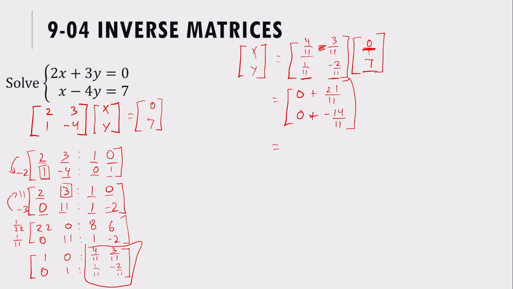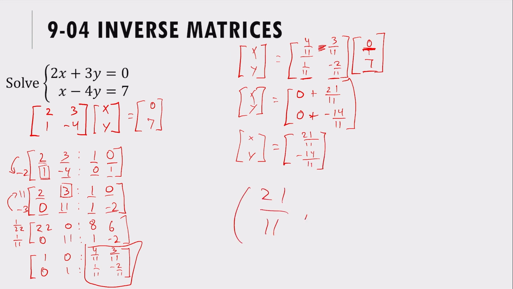So still the x, y. x, y equals 21/11, negative 14/11. So that should tell you right away that x is 21/11, y is negative 14/11, and that's the answer to the system. Of course, you could have found the inverse shorter using the shortcut given earlier in the lesson.